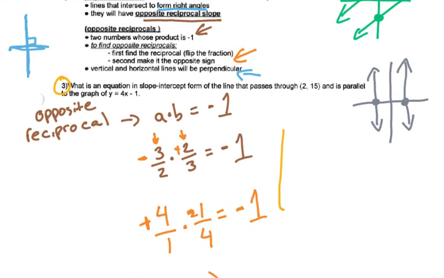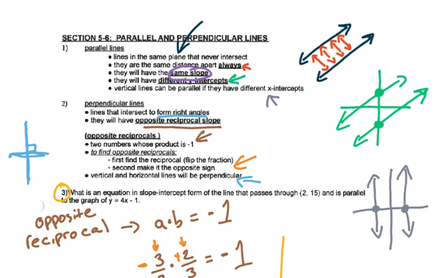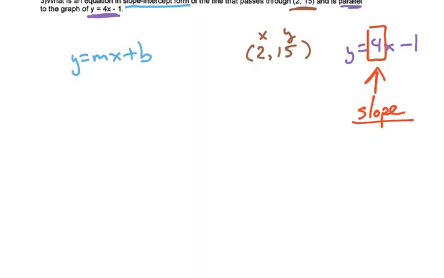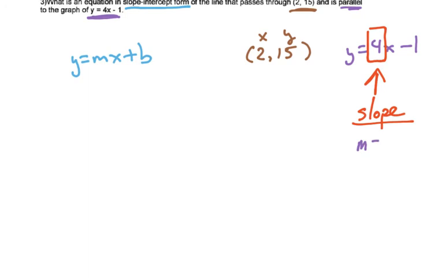Okay, so what do we know about parallel lines? Well, that was the first point, right? That was this one right here. And what we know about parallel lines is that they have, and this was the point I was emphasizing, the same slope. So the only relevant fact that this gives me is that in my new equation, the slope is 4. So when I go over here, I know my slope is 4.